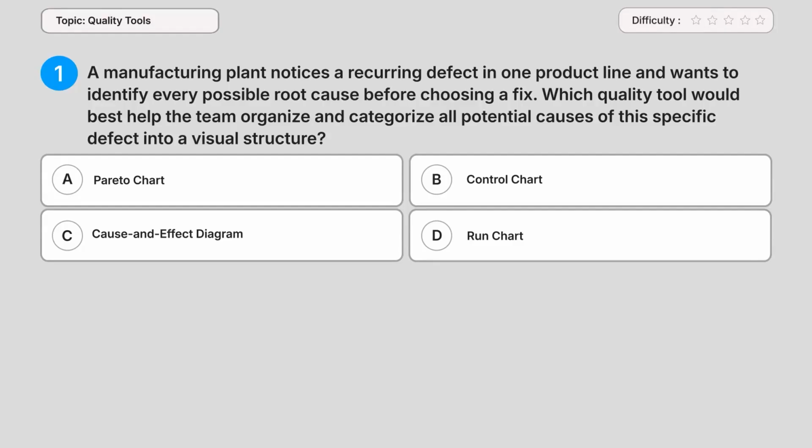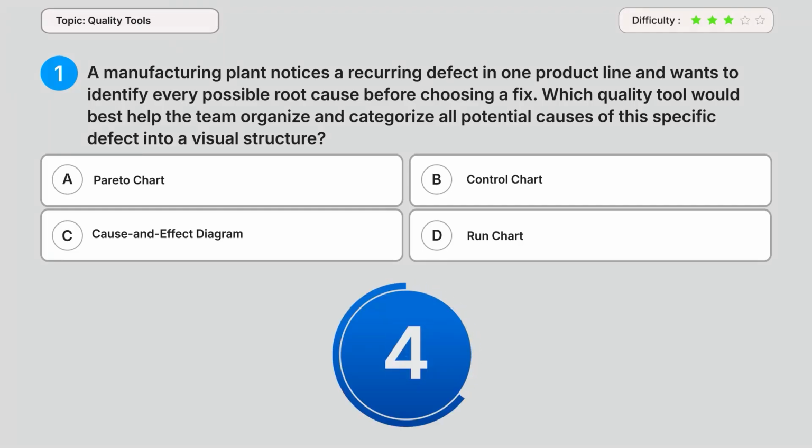1. A manufacturing plant notices a recurring defect in one product line and wants to identify every possible root cause before choosing a fix. Which quality tool would best help the team organize and categorize all potential causes of this specific defect into a visual structure? A. Pareto chart. B. Control chart. C. Cause and effects diagram. D. Run chart.